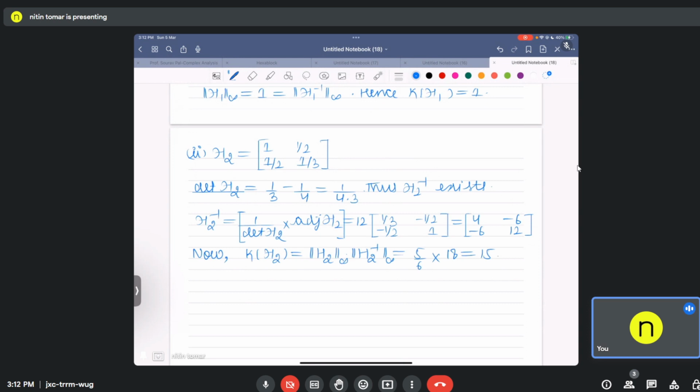So it is quite higher in number, right? This condition number. So we can say that H2 is ill condition, right?